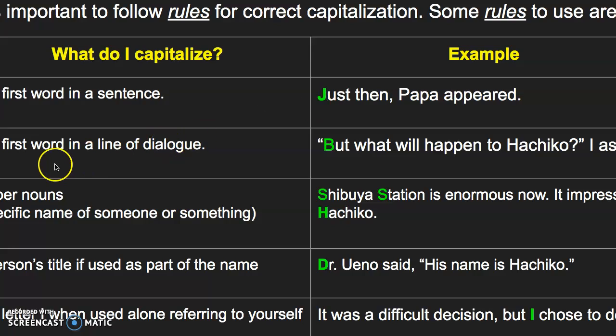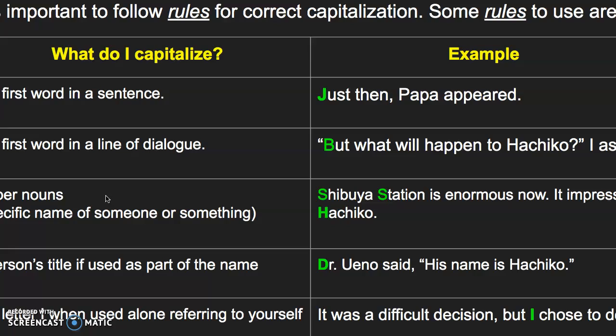All right, what else do we capitalize? We also capitalize the first letter of the first word in a line of dialogue. How do we know that this is dialogue? Well, we have our quotation marks. So this is dialogue. The first letter of the first word is B, so that definitely should be capitalized.